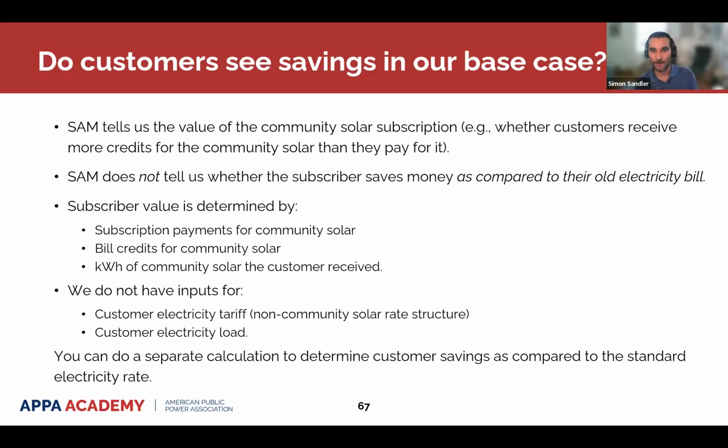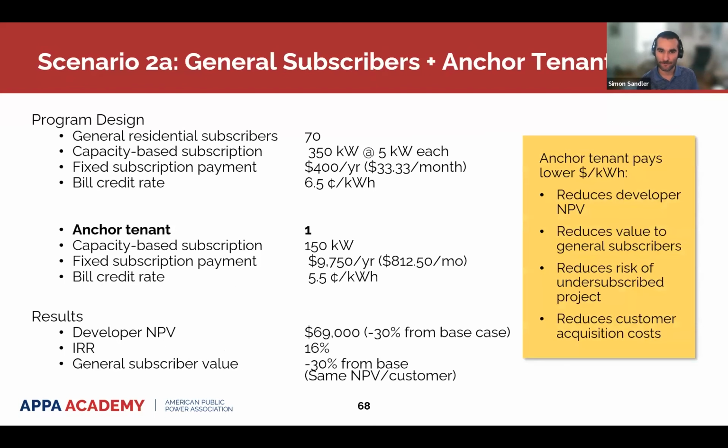So let's go ahead and go to the first alternative scenario, as we'll call it. Scenario 2A. In the initial case, we just had a standard 100 residential subscribers and the project was profitable for the developer. Now, what if, to reduce costs, maybe for the developer or for the utility, they don't want to have to recruit 100 customers or sign them up? They want to make it a smaller number.